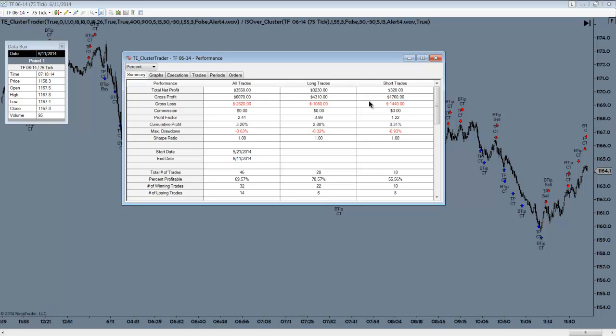So the earlier profitable setting showed more gains on the short side. This very profitable setting here shows more of the gains from the long side. Short side was showing more earlier. Number of trades, 46. That's better than 80. Win percentage is almost up to 70 there. So this has gone into a real nice win percentage.